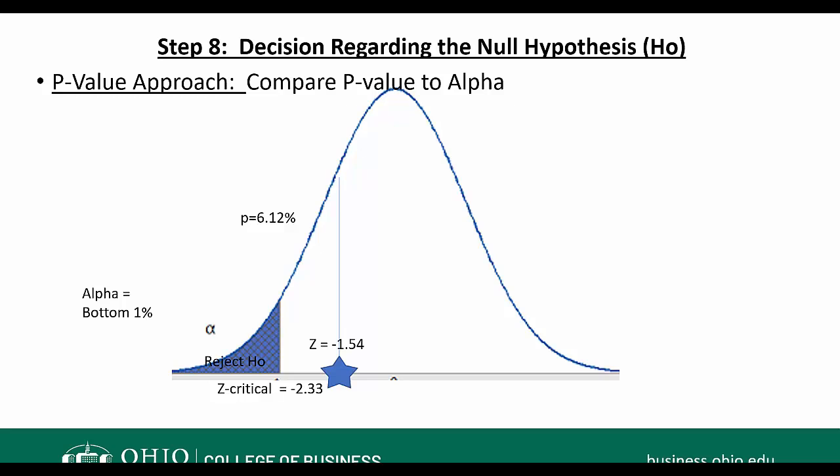Here's the visual depiction of our p-value approach. You can see that our p-value, 6.12%, is larger than alpha of 1%, so we are going to fail to reject the null hypothesis.